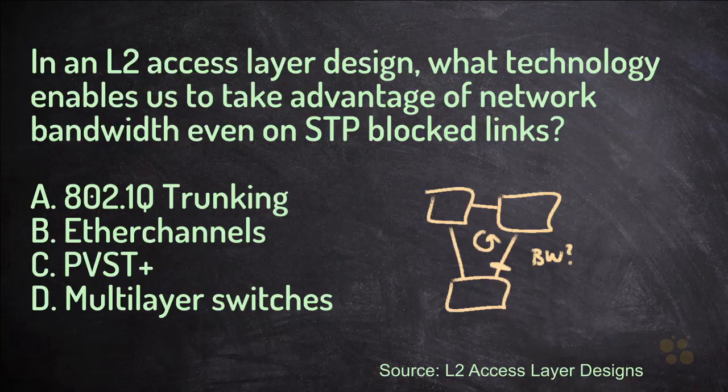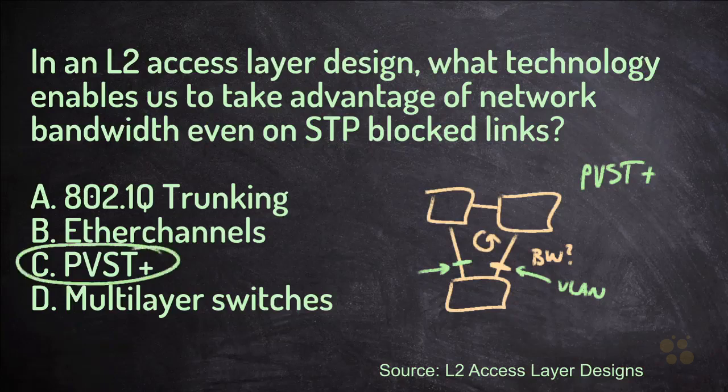Well, the way we would take advantage of this is by deploying multiple spanning tree topologies such that, yeah, we block here on the right for maybe one VLAN, but on another VLAN, we're going to block over here on another link. And we can do this by leveraging Cisco's per VLAN spanning tree protocol, or PVST+. So the answer is C.